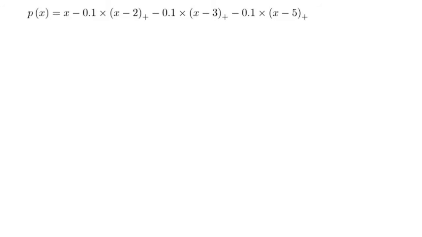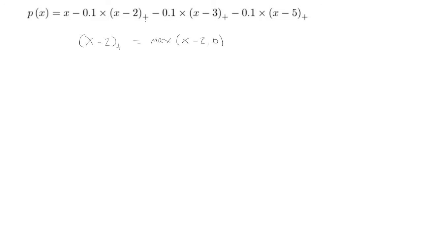We want to graph this function p of x. So first, the plus sign here means that we're taking the maximum of x minus 2 and 0. In other words, this is always going to be at least equal to 0.